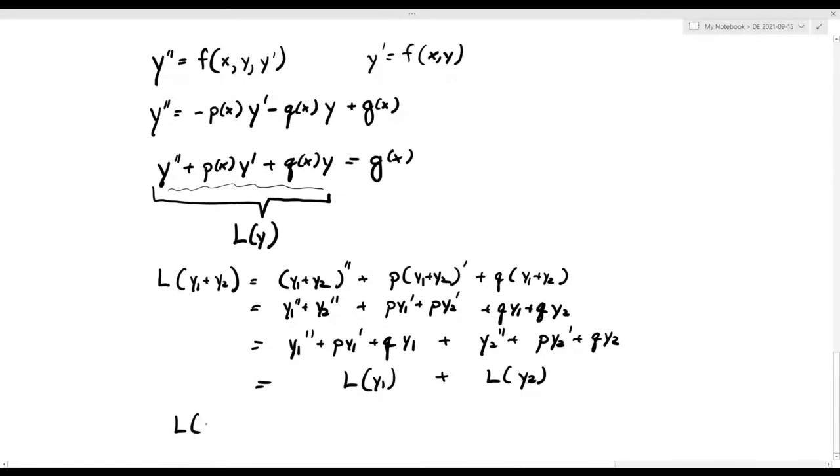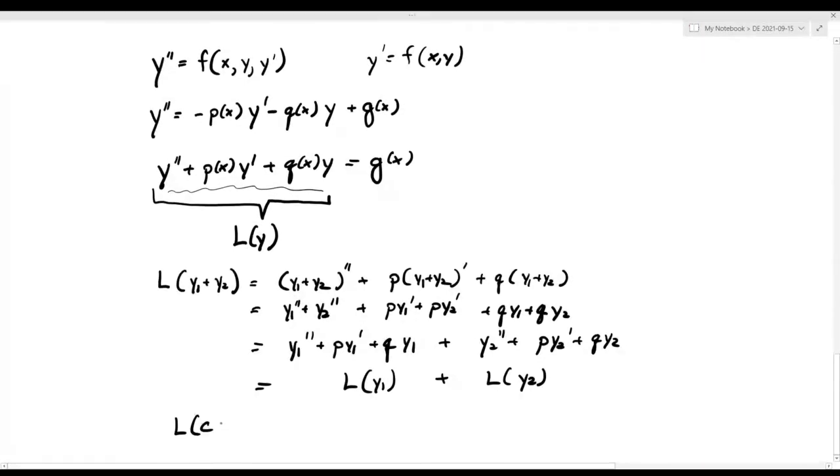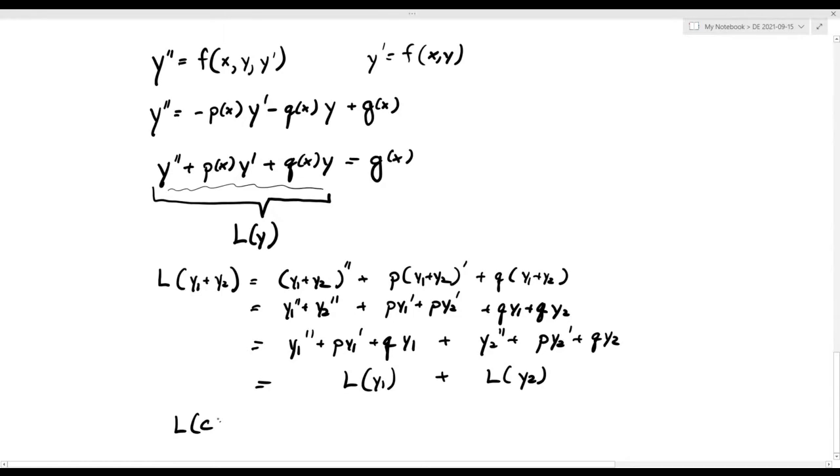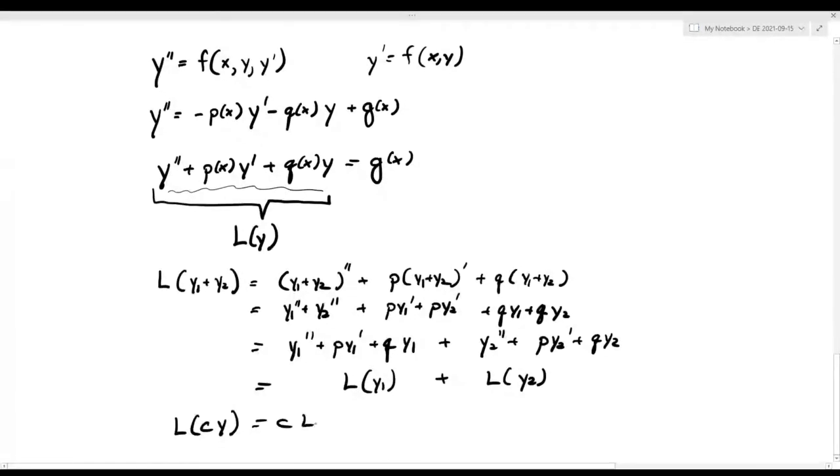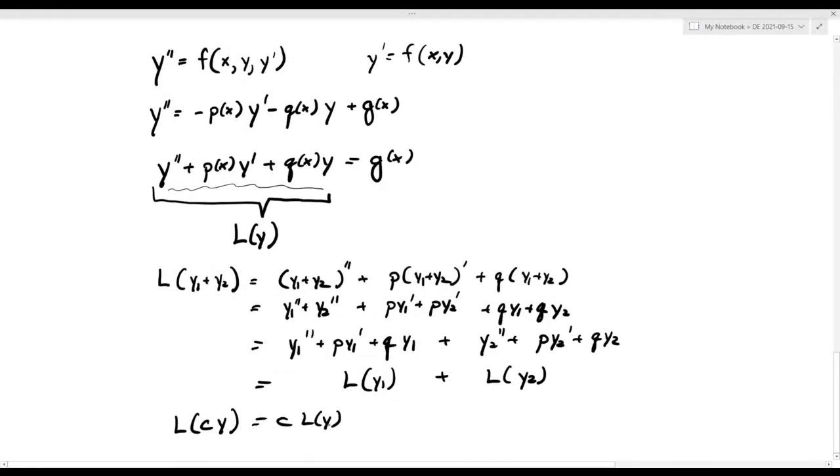And you can also easily show that any constant multiple, not a function, but just a number, times the solution works as well, again by properties of differentiation. So the left-hand side was a linear operator on y, so we call this a linear second-order differential equation.